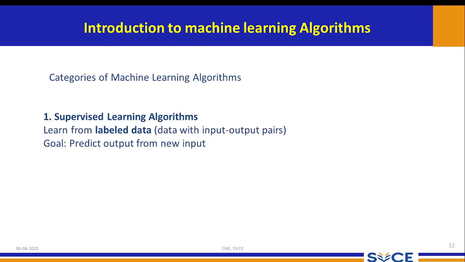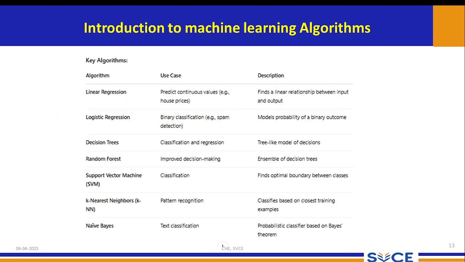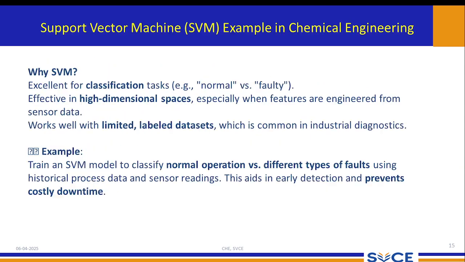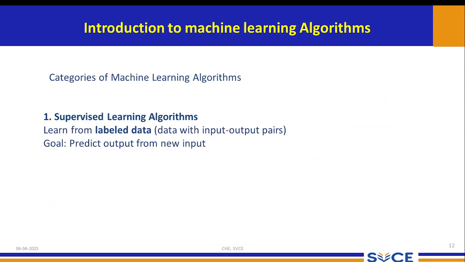Now the supervised learning algorithm. The categories of machine learning algorithm are two types: one is supervised learning algorithms, the other is unsupervised learning algorithms. We will see them one by one, and I have given chemical engineering examples here. Supervised learning learns from labeled data, that is, data with input and output pairs. Labeled data will be correlated between the input and output pairs. The goal is to predict output from the new input.